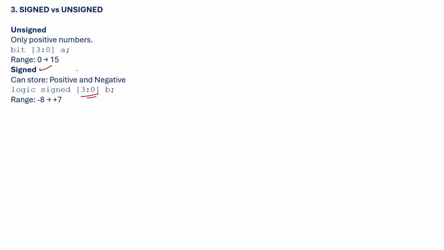Now we will discuss signed and unsigned data types. Signed means it stores both positive and negative values. Suppose I am using a 4-bit data type with logic as my data type. 2 power 4 means 16 values. Of these 16, it stores minus 8 to plus 7. That means the range is minus 2 power n minus 1 to plus 2 power n minus 1, minus 1.